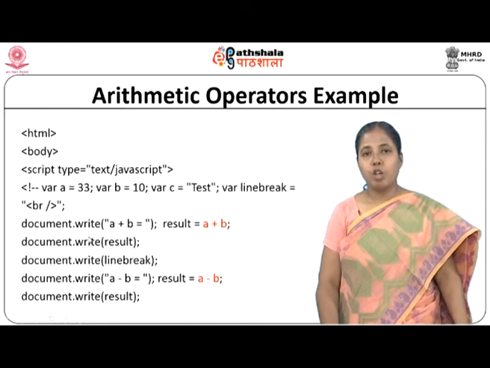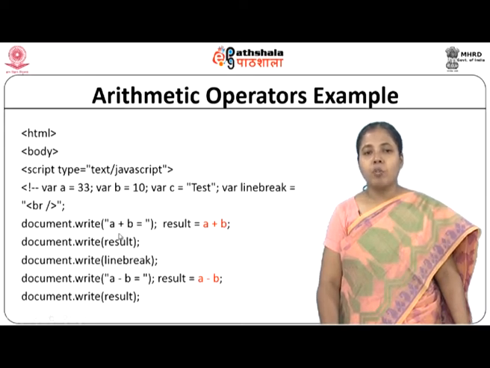Now, coming to an example of arithmetic operators, you can see here we declare two variables, variable A and variable B. There is another variable called variable C which takes a string, and there is a variable called line break which takes a string like break. This is an HTML tag.